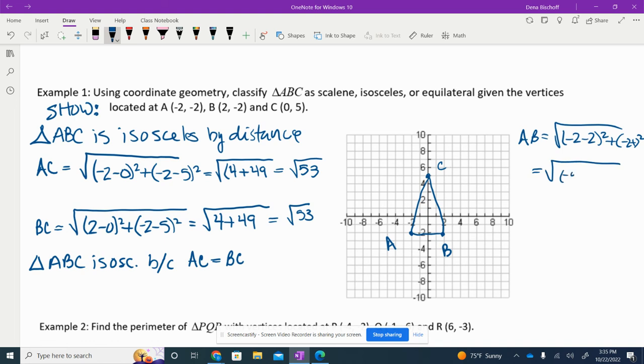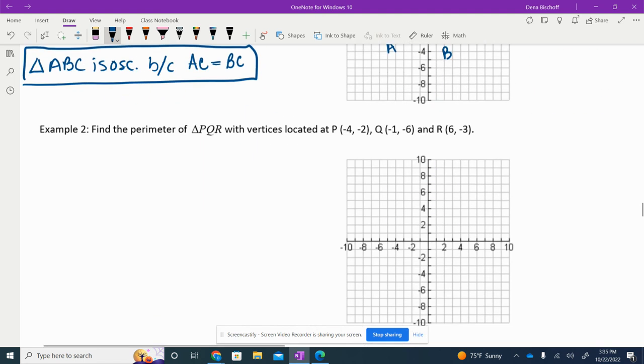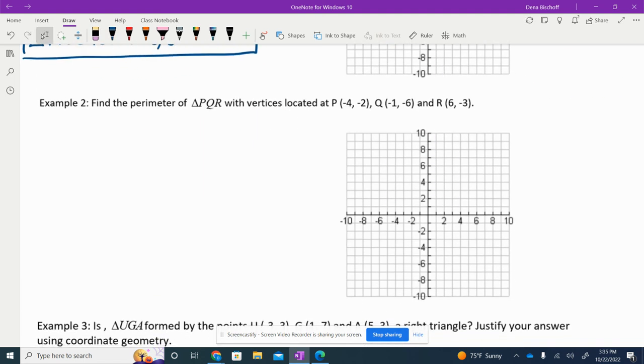So negative 4 squared plus 0 squared equals the square root of 16, which is 4. And I can see 1, 2, 3, 4, that AB is in fact 4 units. So triangle ABC is only isosceles. Let's look at example number 2.